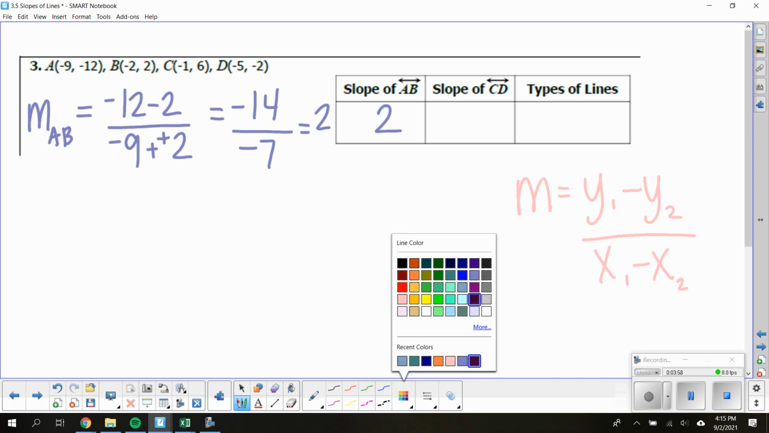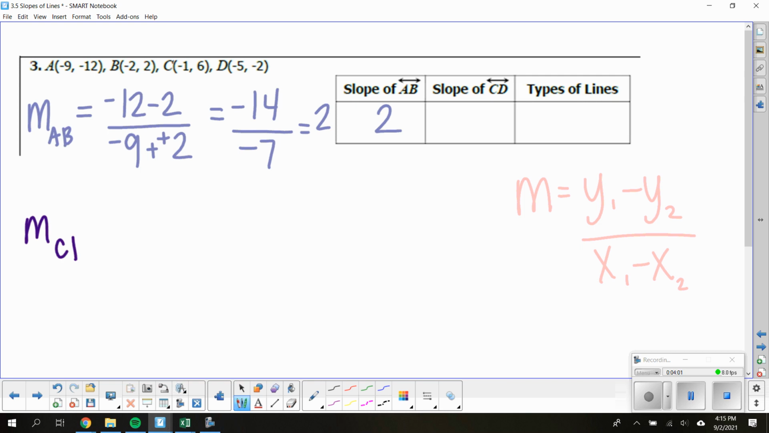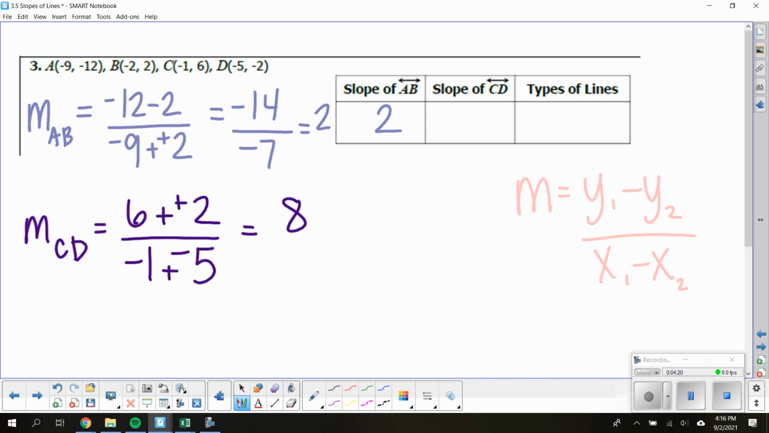My other one, I have CD. Starting with C, my y is 6 minus my y from B, negative 2. Over, since I started with C, I do it again, negative 1 minus my x from B, negative 5. That's negative 6 plus positive 2, which is 8, and negative 1 plus positive 5, which is 4, and 8 divided by 4 is 2. So both of my slopes are 2, both of my slopes are the same, which means that they are parallel lines. And remember, those 2 vertical lines are how we represent the parallel lines. All right, let's look at number 5.